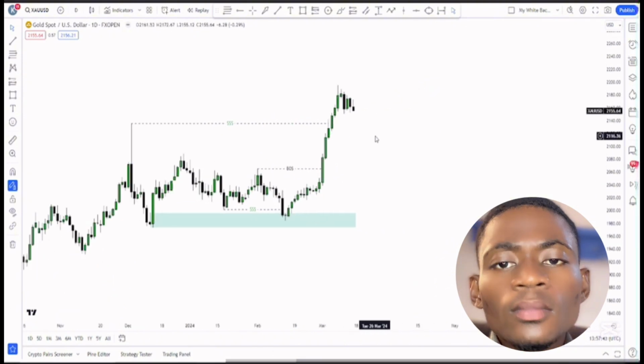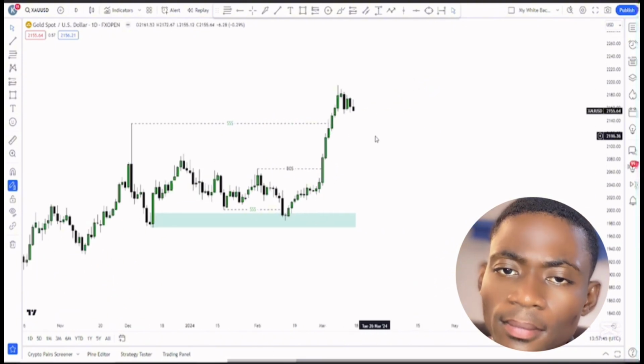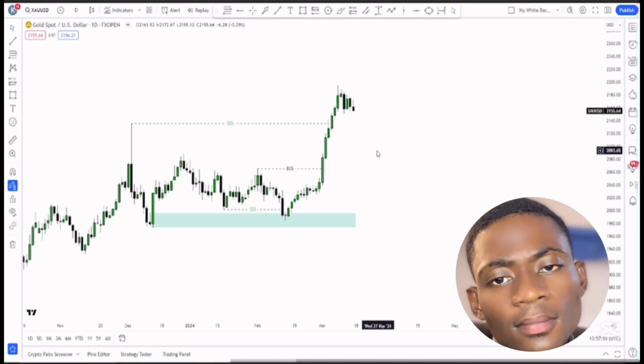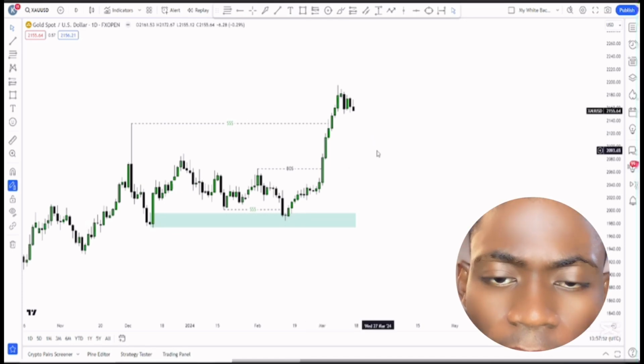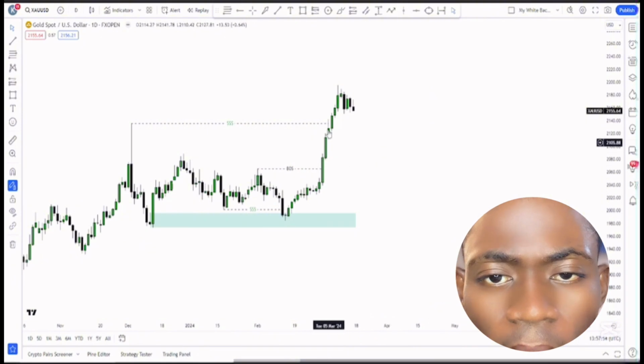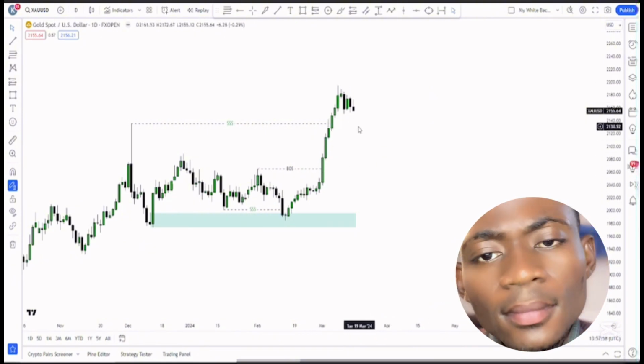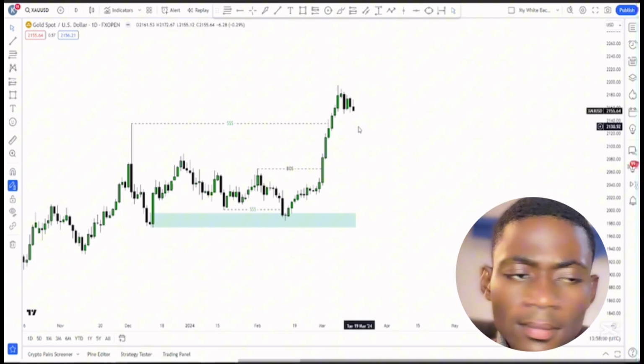So the next thing to do now is to establish the concept of where price is going to go next. This should always be your question. Now that price has printed these candles to this area, where is it going to go next? Because that will help you a lot.